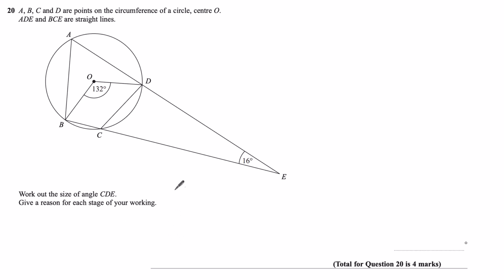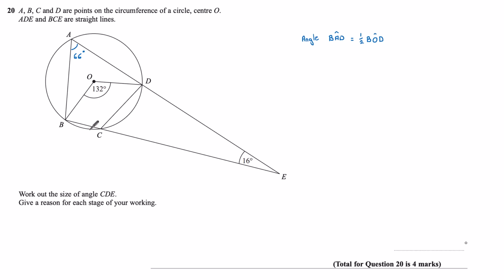Well, let's start with this angle here, BAD. Now, BAD I know to be 66, and that's because it is subtended from these two points, B and D, which subtend the centre at 132 degrees. And so I know that the angle BAD must be half of the angle BOD.